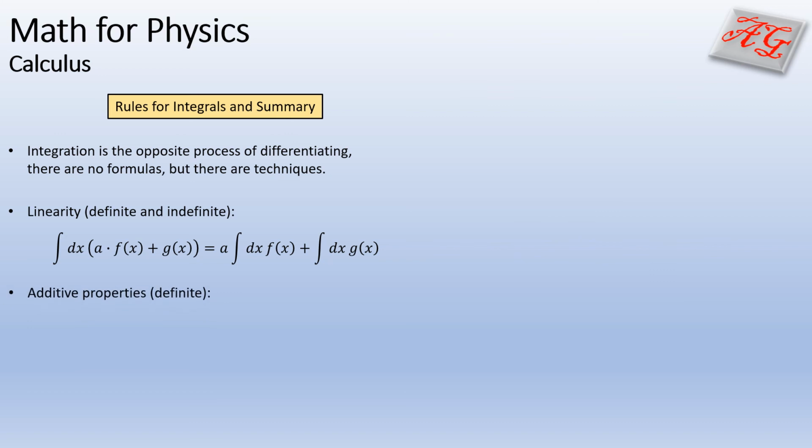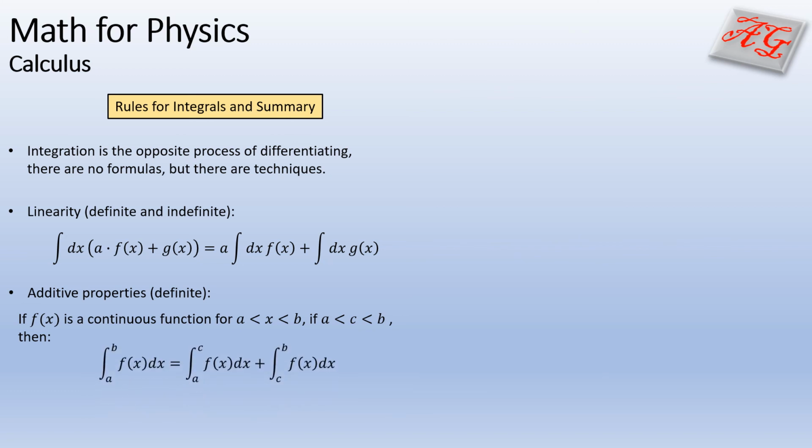For definite integrals, there are several other rules. For this, we need f of x to be continuous in the interval a less than x less than b. If this is true, and c is some number between a and b, then the integral of f of x between a and b is the same as the integral of f of x between a and c plus the integral of f of x between c and b.